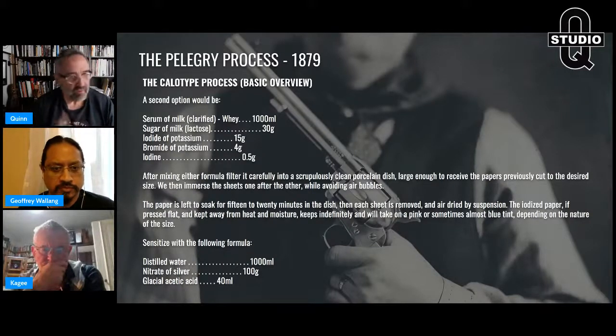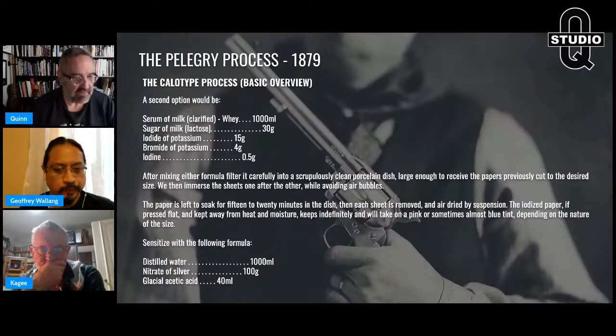A lot like what we do with a lot of these sizing and salting solutions. The paper is left to soak for 15 to 20 minutes in each dish. Then each sheet is removed and air dried by suspension. The iodized paper, if pressed flat and kept away from heat and moisture, keeps indefinitely and will take on a pink or sometimes almost blue tint. I have had them turn purplish, kind of a magenta-ish color. I haven't run into any of them down in my studio yet, but it depends on the nature of the size.